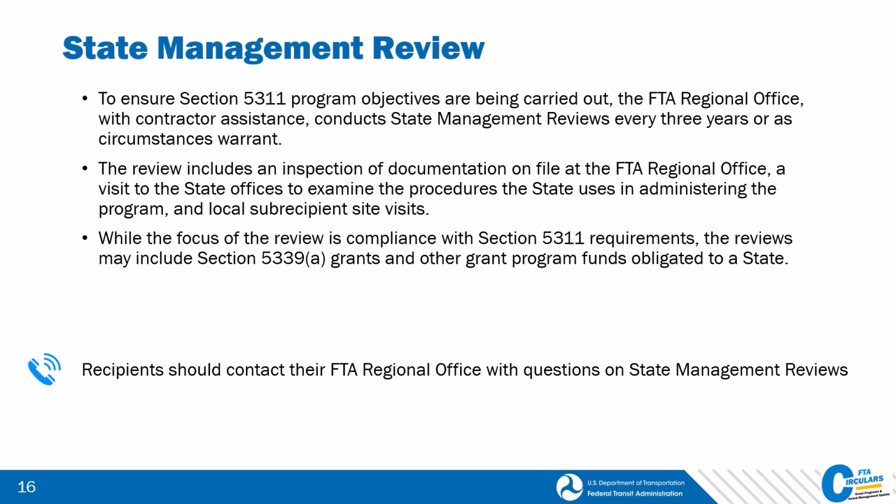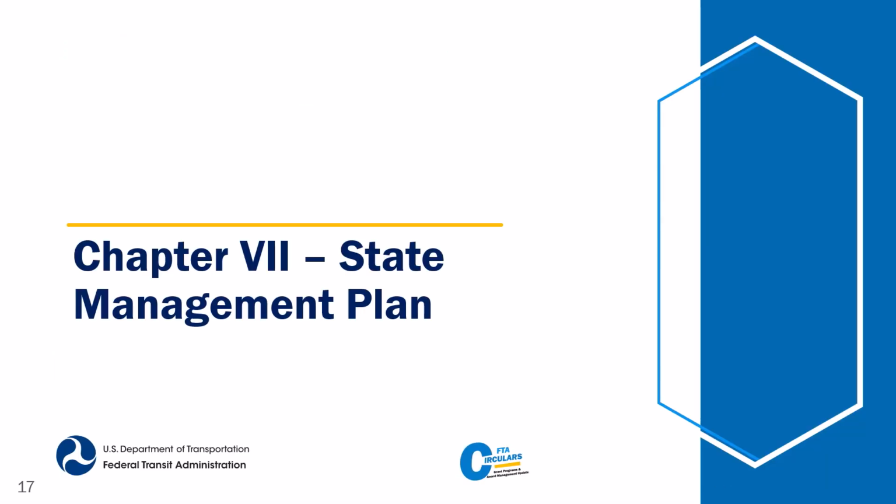Local site visits to the state's subrecipients are selected at random and meant to evaluate the state's effectiveness in meeting federal requirements and its own SMP. Recipients should contact their FTA regional office with questions on state management reviews. Now we'll move on to Chapter 7, the State Management Plan.